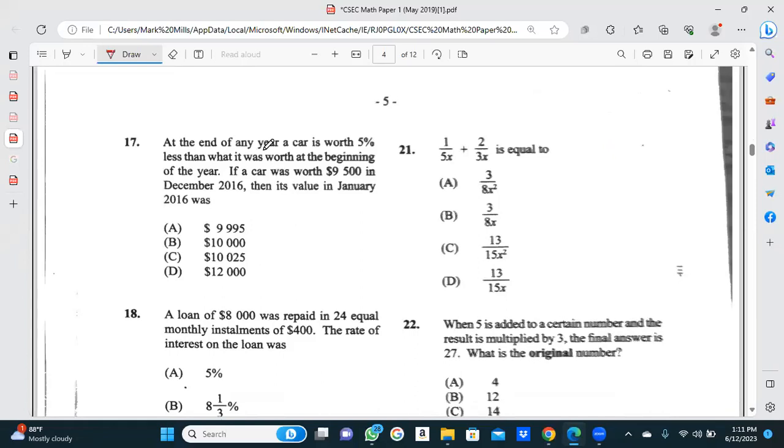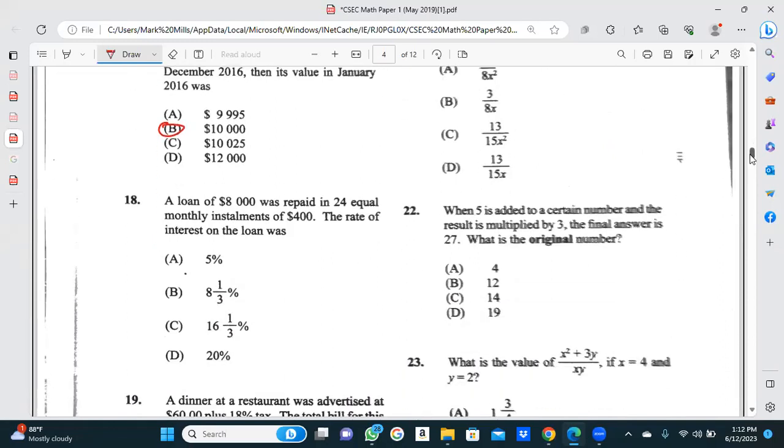Okay, we did this one too already. B. At the end of the year, the car worth 5% less than what was paid. The car worth 9,000 in December. All right, so that will be B. We did that already. That's 20%. Number 18, we multiply, B.